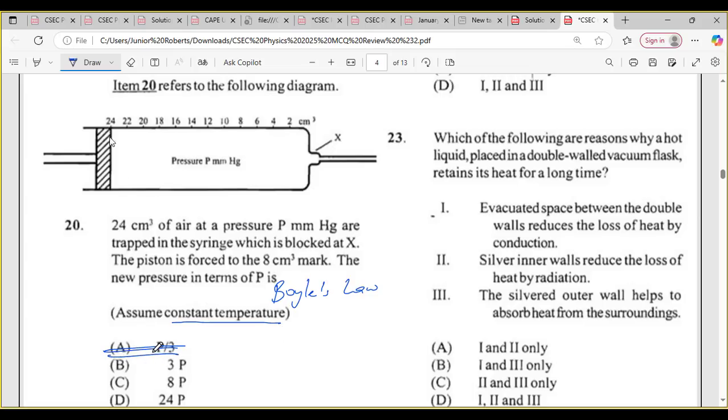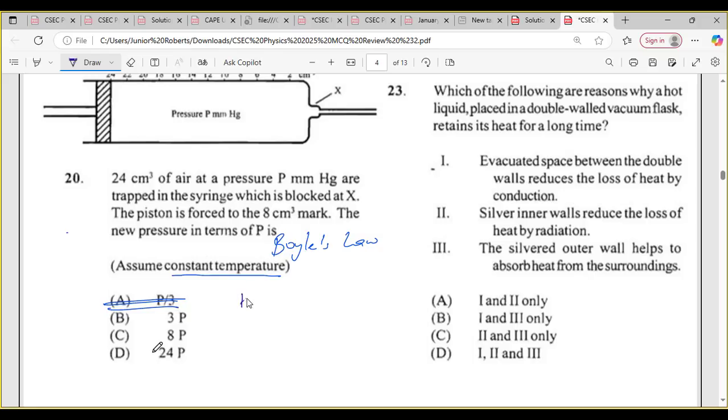Now, in this case, we move the volume from 24 to 8. Right? So we would have reduced the volume. Now, we can show this by calculation. Let me just work the calculation for this quickly. For Boyle's law, we know that P1 V1 is always equal to P2 times V2. We're trying to find P2. So P2 is equal to P1 times V1 over V2.